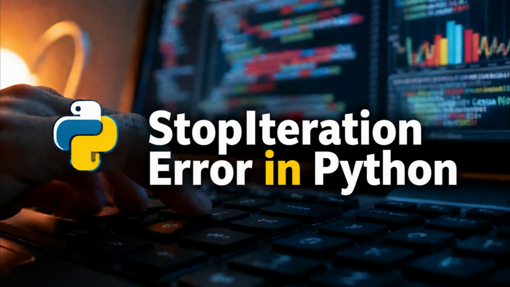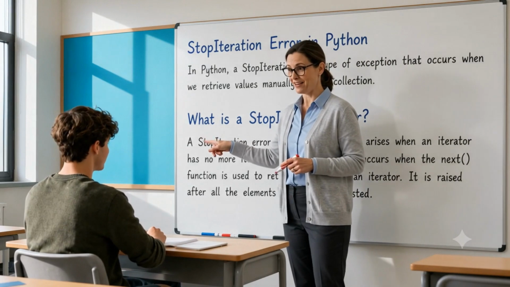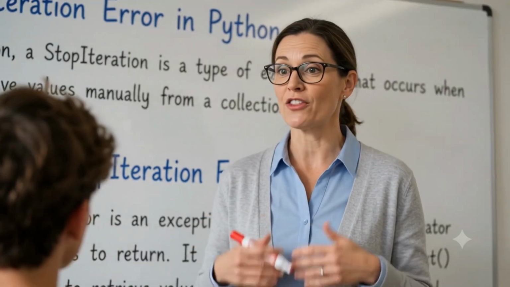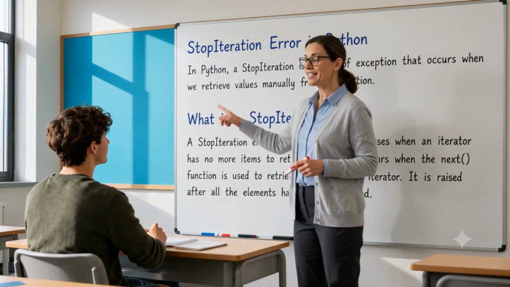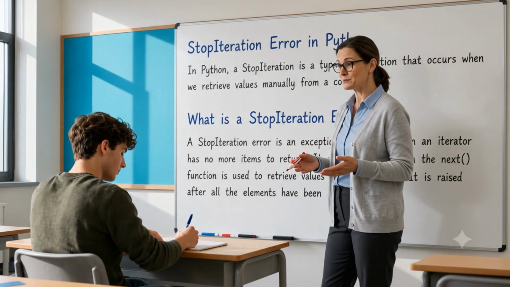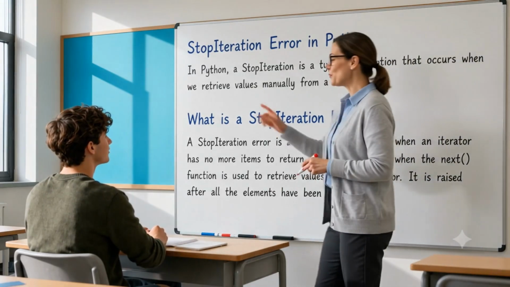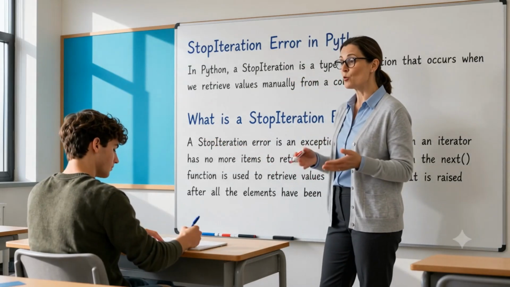Stop iteration error in Python. In Python, a stop iteration is a type of exception that occurs when we retrieve values manually from a collection. What is a stop iteration error? A stop iteration error is an exception that arises when an iterator has no more items to return. It usually occurs when the next function is used to retrieve values from an iterator. It is raised after all the elements have been exhausted.